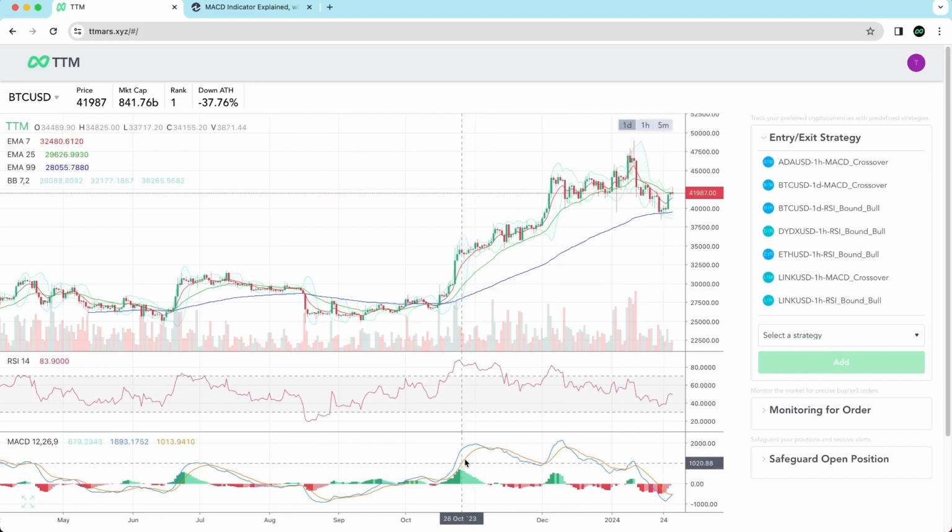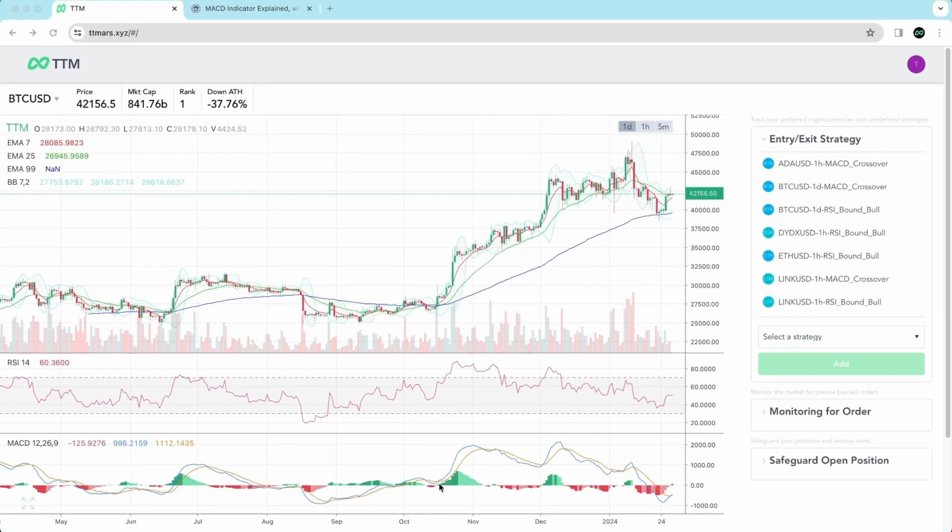So this orange line here is called a signal line, and it's typically a 9-period EMA of the MACD. Then this histogram here is the difference between the MACD and the signal line. So as you can see here, when MACD is above the signal line, there's a positive value and a green color. When MACD is below the signal line, there's a negative value and a red color.